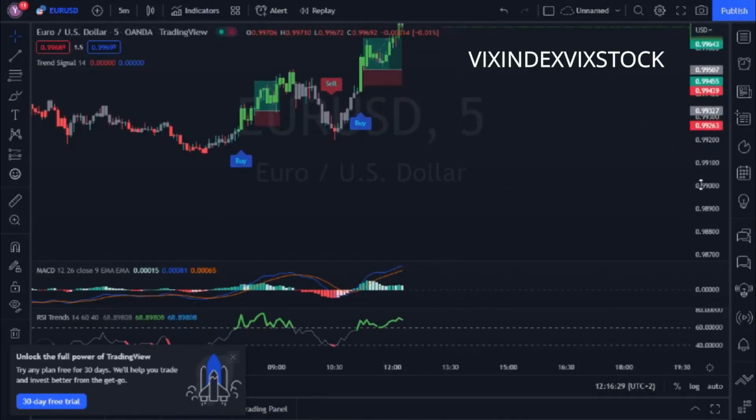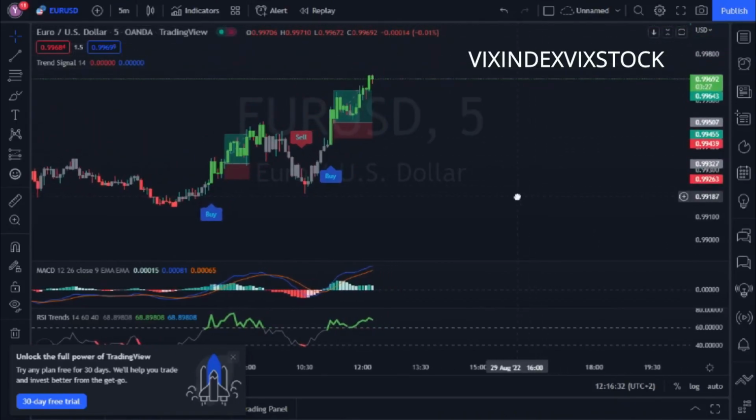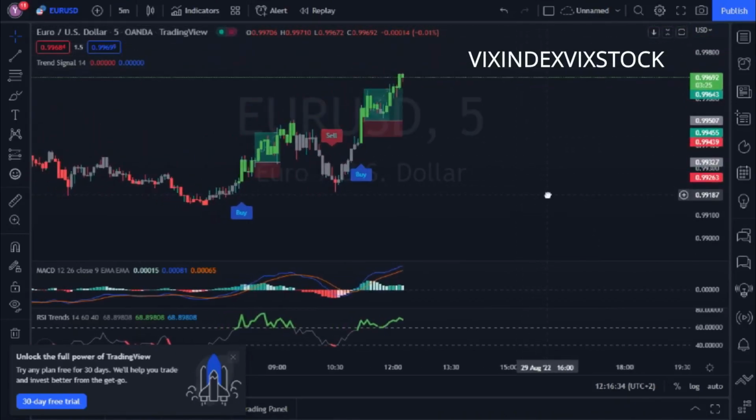The indicators are all free, so you are not paying for anything. Test it out and see if it can also make you some money.